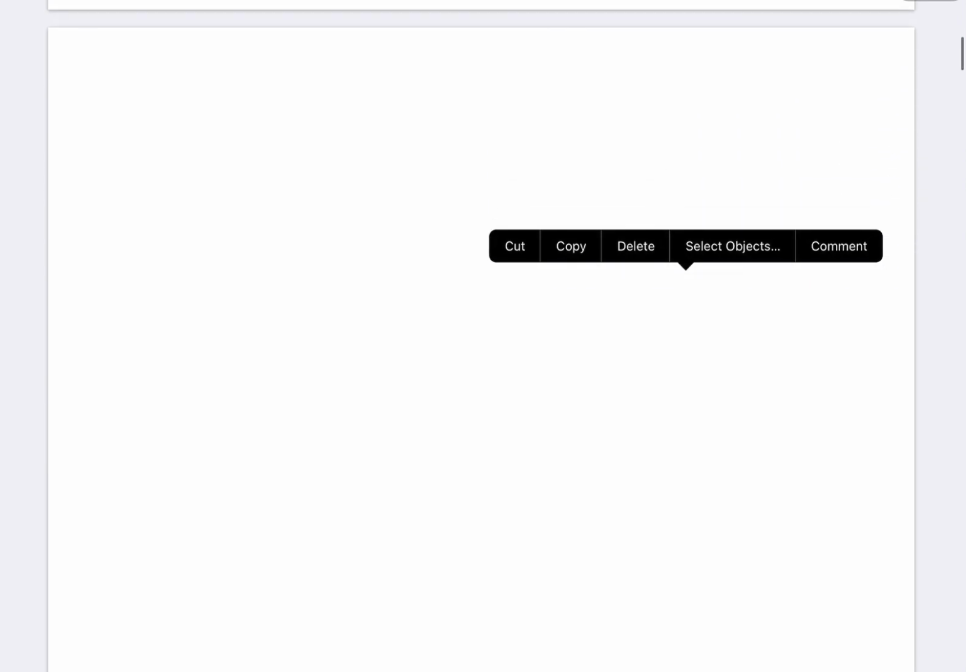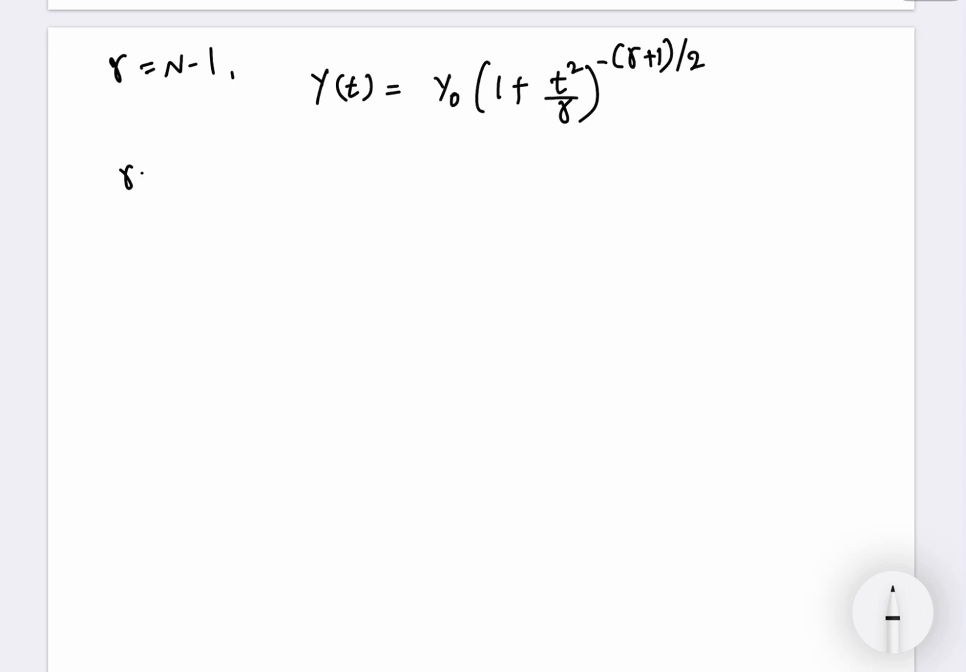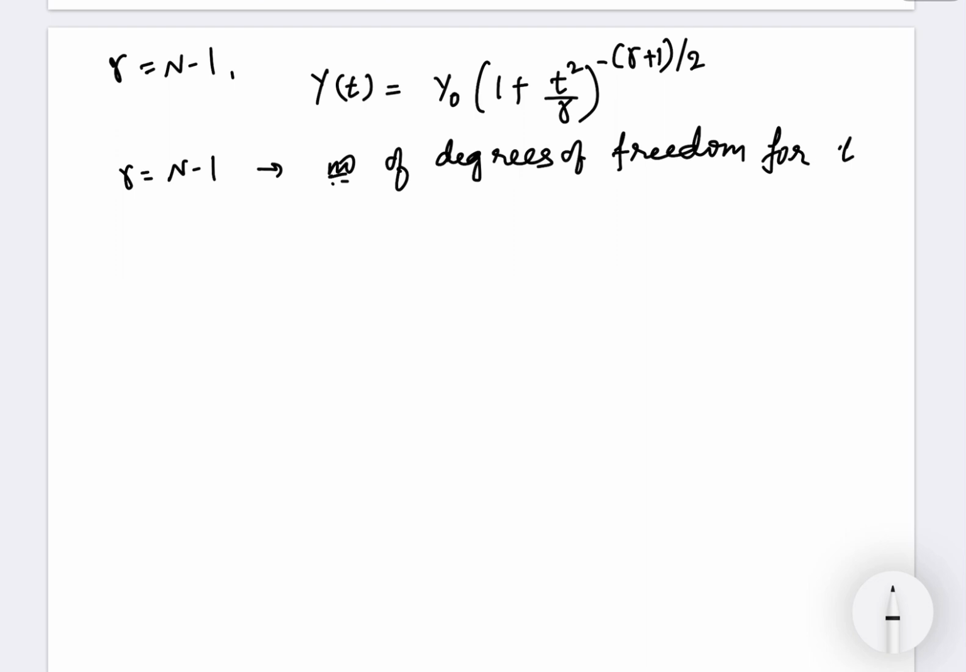Okay, so setting gamma equals n minus 1, our curve y of t can be written as y of t equals y naught times (1 plus t square over gamma) to the power of minus (gamma plus 1) over 2. This quantity gamma equals n minus 1 is called the number of degrees of freedom for the statistic t.